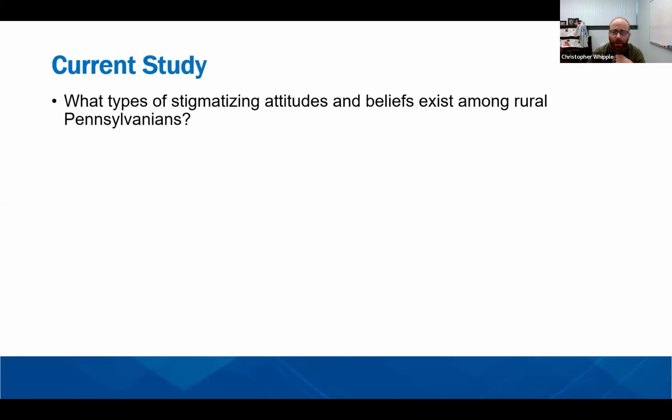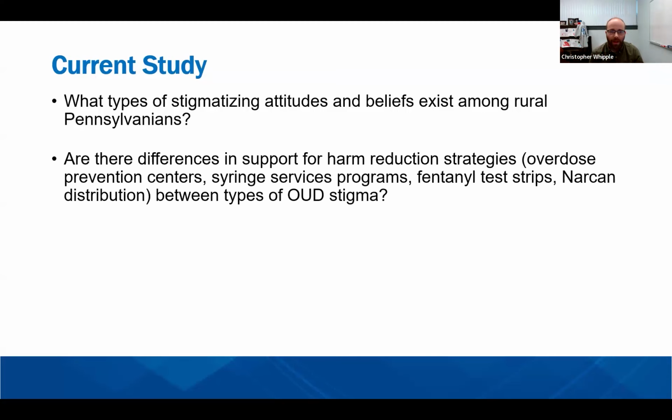So in our current study, we're trying to understand two things. First, what does stigma actually look like in rural areas? We have an idea that it tends to be higher, but is it higher across the board, or are there some differences or variability in the types of stigma that we're seeing in rural areas? And then how do those differences in stigma influence people's willingness to support use of harm reduction strategies, things like overdose prevention centers, syringe services programs, fentanyl test strips, or Narcan distribution.